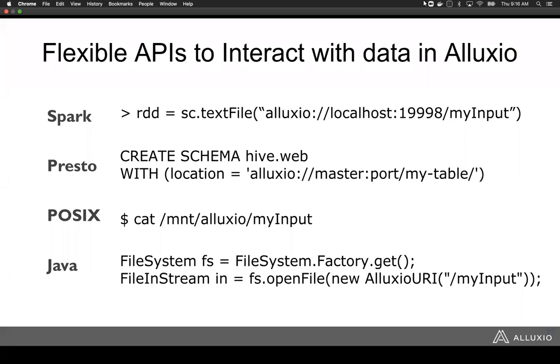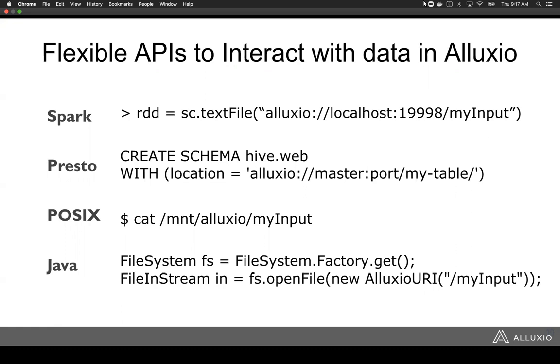Similarly, for Presto, if you're familiar with Presto, it looks exactly the same. The only change is that you would move from the HDFS scheme to the Alluxio scheme. The third bullet that I have over there is the POSIX API. So you could interact with Alluxio using a familiar POSIX API by simply issuing calls as you would issue calls to a local file system. And this is an interface that we've seen increasingly popular for machine learning applications such as TensorFlow running on Kubernetes.